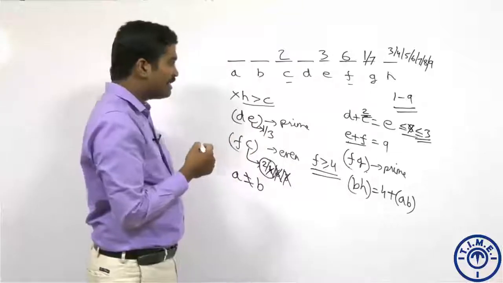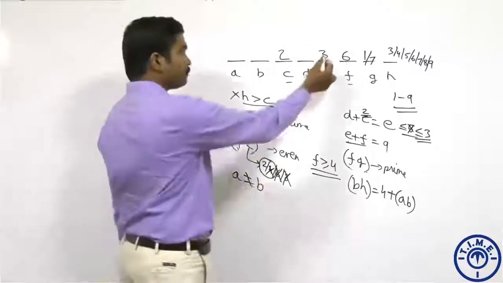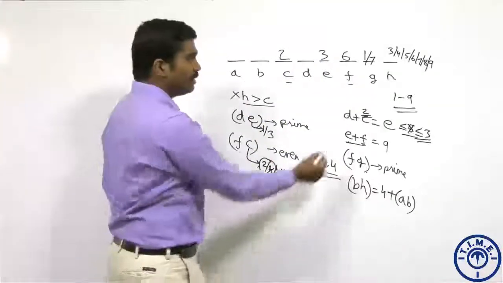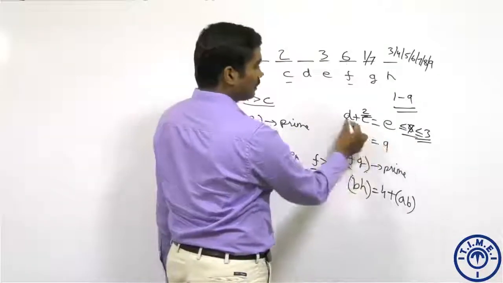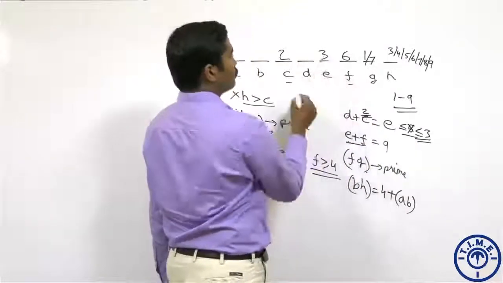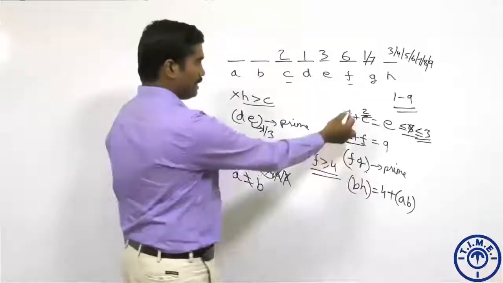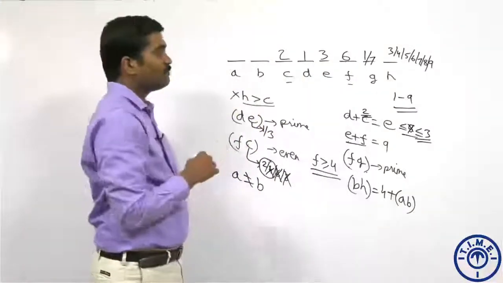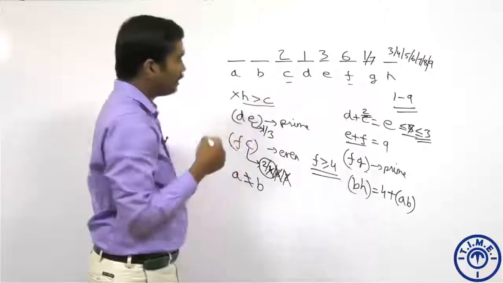The next one, DE has to be a prime. Now I know the value of E, correct? Do we have any other way of finding out the value of D? Here we have D plus 2 is equal to E, correct? D plus 2 is equal to 3, so D has to be 1. That's the only possibility. D is 1, 1 plus 2 gives us 3, right? So we know C, D, E, F, and G can take 2 values. Now we are stuck at A, B and H.